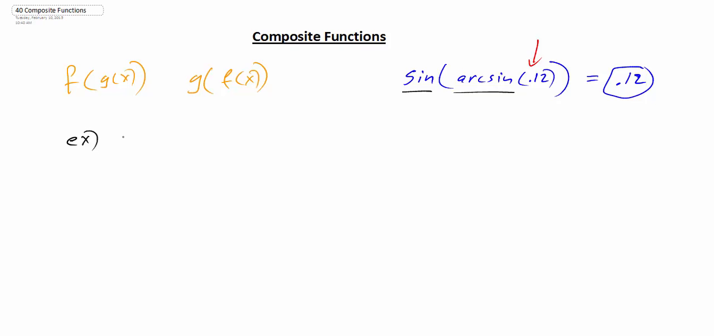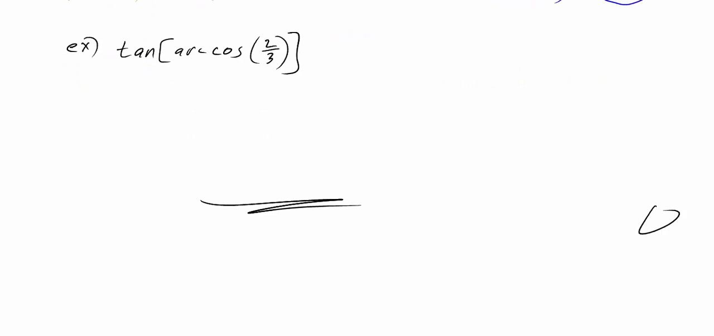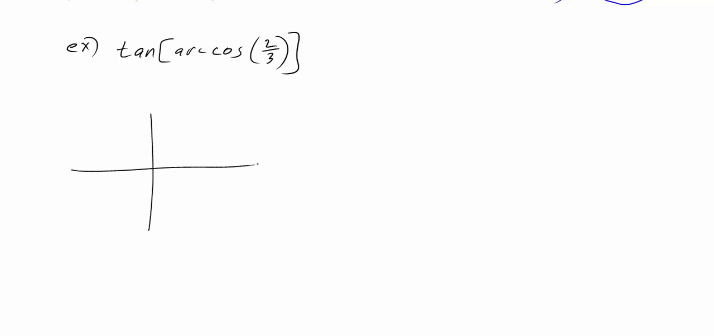So we want to start out by looking at the tangent of the arc cosine of 2/3. Now we're actually going to form a right triangle to do this, and for this example, we're going to need to look at which quadrant we are going to be located in. So here we need to draw the appropriate triangle, and we're going to recall arc cosine of 2/3.